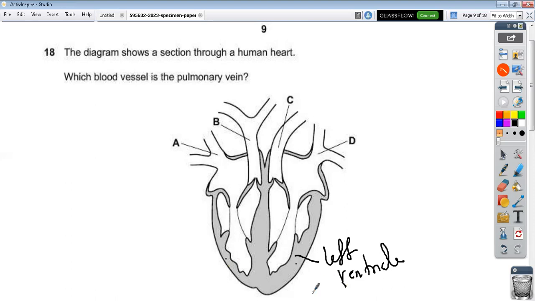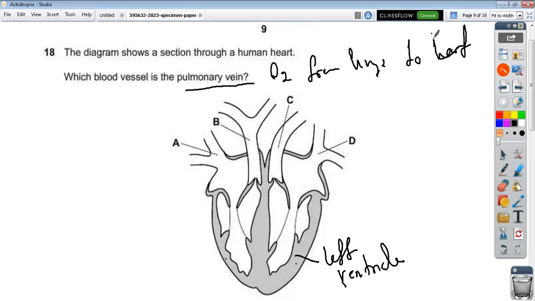Clear now? Now we know that this one brings oxygen from where? From the lungs to the heart. It is the only vein that carries oxygenated blood. I'm sure you know that. So it goes from the lungs to the heart, and has to go here before it is pumped out. So oxygenated blood comes here through the pulmonary vein, then into the left atrium.